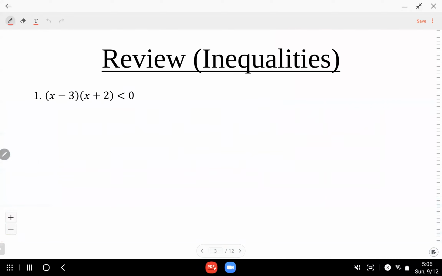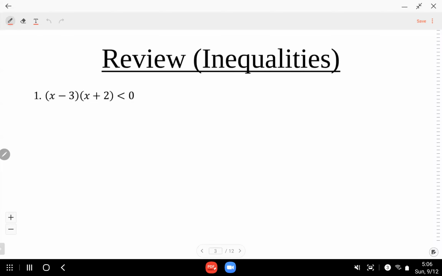Can anybody solve this inequality for me? And you're going to use the sign chart on this one. Remember, it's been like 2 weeks since last lecture, but hopefully you took notes. So this should not be too hard. Just use the sign chart to solve this inequality. All right, I'll give you a few moments to solve this, and then I'll go over it.